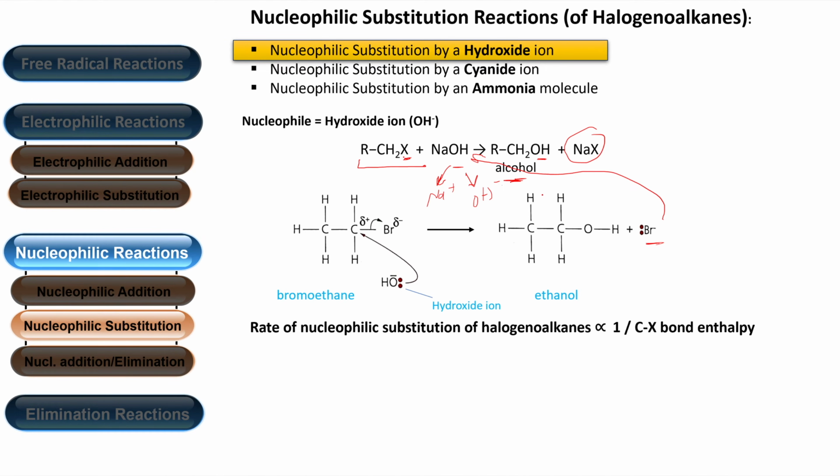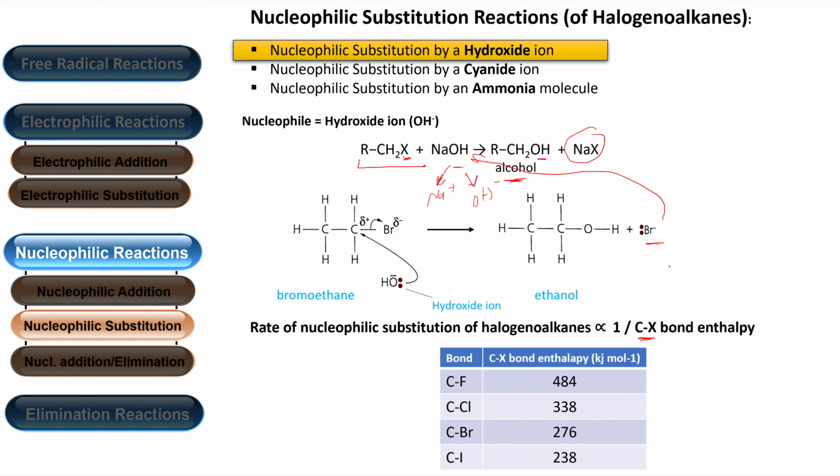An important thing here to remember is that the rate of the nucleophilic substitution of halogenoalkanes is inversely proportional to the carbon-halogen bond enthalpy. Here is the table of the carbon-halogen bond enthalpy. You can see that for the carbon-fluorine, the value is highest with 484, while for the carbon-iodine it is the least, which is 238. So therefore, C-F would be the least reactive, while C-I would be the most reactive, because it's much easier to break the bond. It requires much less energy to break the bond in C-I compared to C-F.